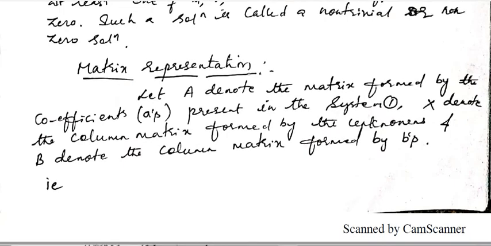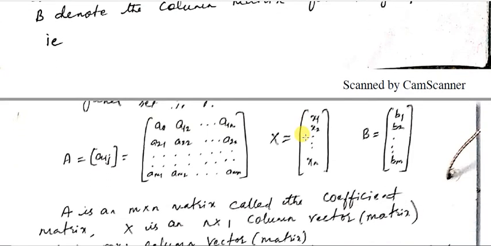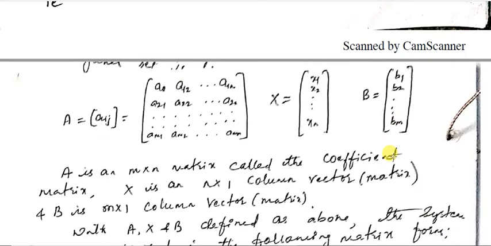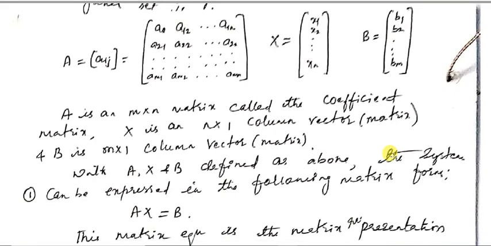So let me give a matrix representation of system 1. Let A denote the matrix formed by the coefficients a's present in system 1. Let X denote the column matrix formed by the unknowns, and let B denote the column matrix formed by the b's. That is, A consists of all the coefficients of the system: a11, a12 and so on, a1n, a21, a22 and so on, a2n, and so on, am1, am2 and so on, amn. X is a column matrix consisting of all the unknowns x1 to xn, and B is the column matrix which has all the elements of the RHS of system 1. X and B are called column vectors.